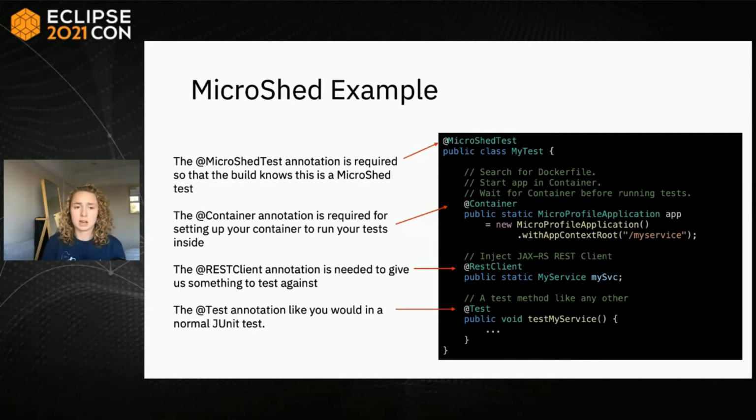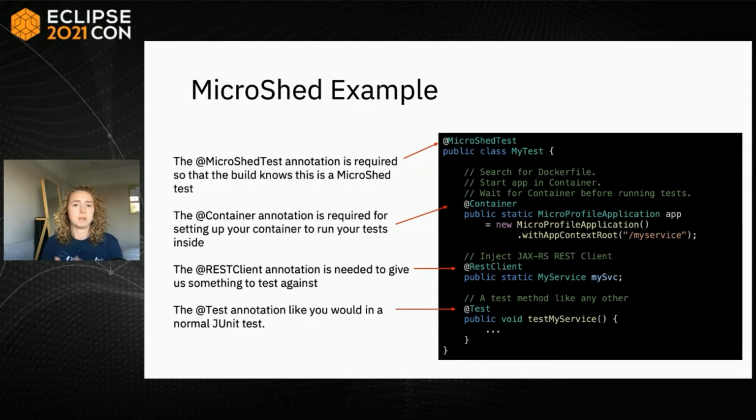The @RESTClient annotation is actually needed to give us something to test against. This type of testing is essentially a black box type of test. We're testing from the outside in, so we don't have any impact on the code itself. In order to do that, we need a REST client in place to be able to actually engage the application and run our tests. And then we have the last one, the @Test annotation. This is really similar to how you'd run a JUnit test. Each individual test uses that @Test annotation, so it defines the tests that you're going to be running your application against.